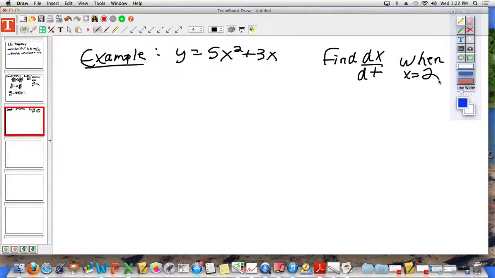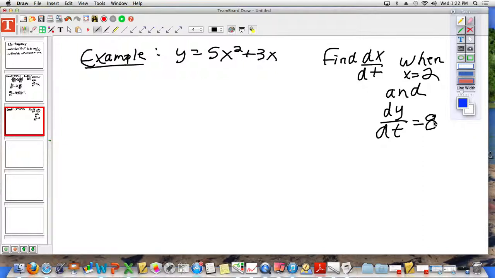Was it equal to 2 last time too? No, it's equal to 1. Okay, it was equal to 1. And I'm also going to tell you that when the x value is 2, the y value is changing at 8. It's equal to 8.